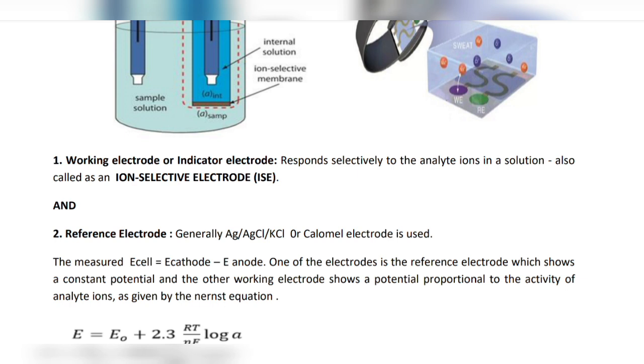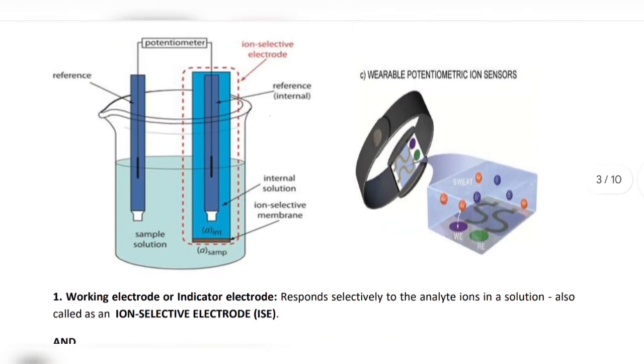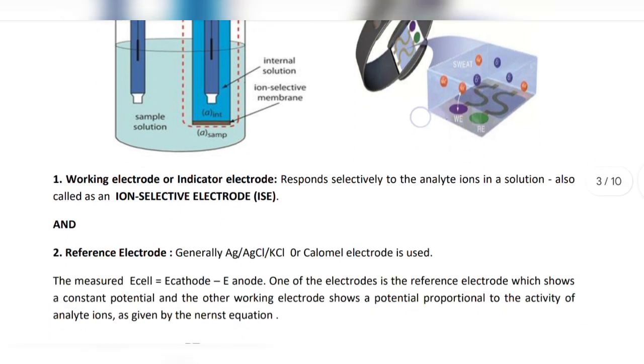Actually, here we do not use the term concentration, and the term used here is activity. So the reference electrode potential is constant, so the potential obtained from the cell differs on the basis of the activity of the analyte solution. Analyte means here the solution whose concentration we are going to determine. So the potential obtained from this potentiometric sensor indicates the concentration, exactly speaking, the activity of the analyte solution.